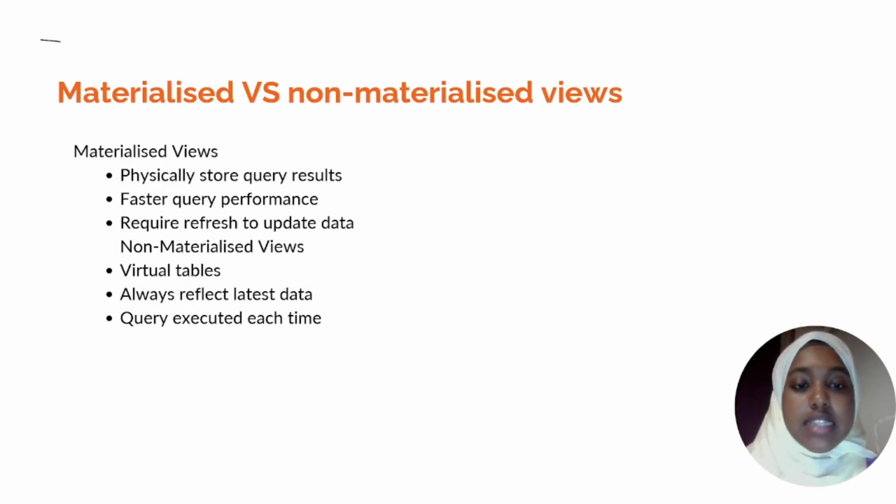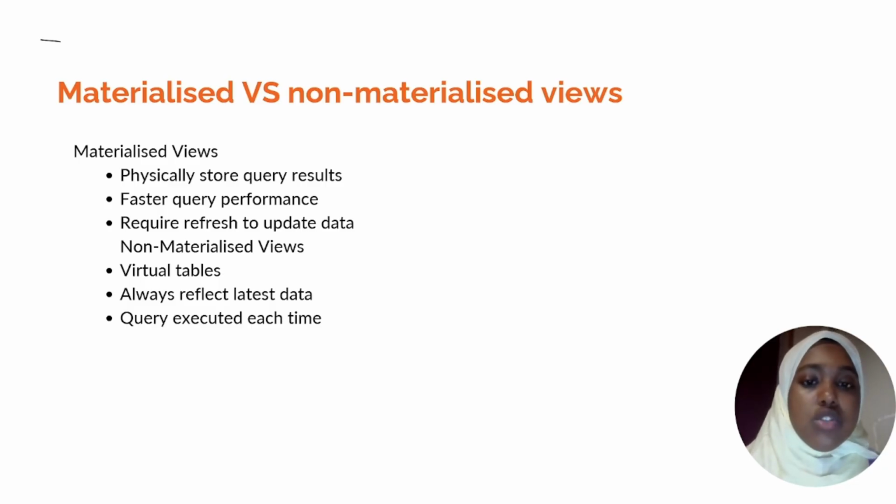Comparing materialized and non-materialized views. Materialized views physically store the results of a query within the database, meaning that when the view is accessed, the database does not need to recompute the query, so there is faster performance. This makes materialized views useful for larger datasets, complex joins, and aggregation queries. However, the data stored must be refreshed to remain consistent with the underlying tables, introducing maintenance overhead.